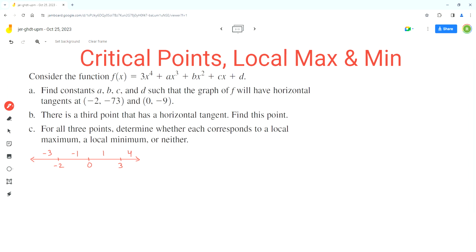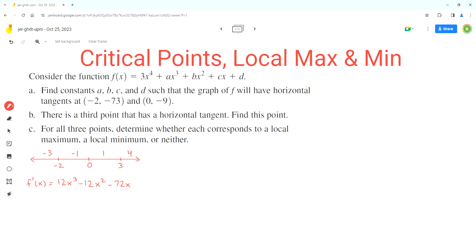Now we'll have to use the f prime of x function. So I'll just rewrite the equation for f prime of x equals 12x cubed minus 12x squared minus 72x, and there was no c term because c is equal to 0.